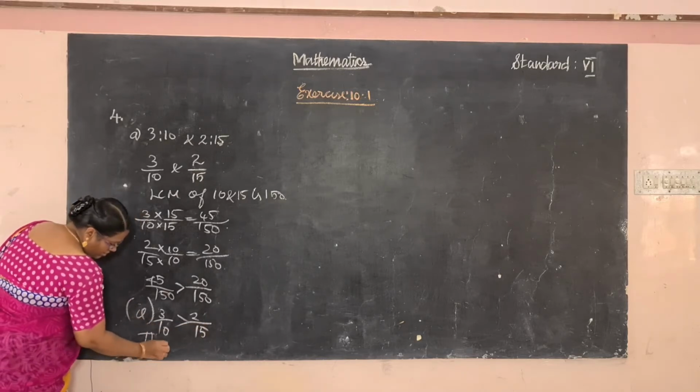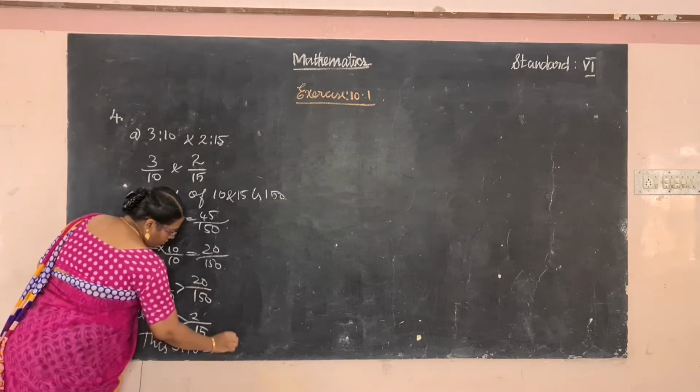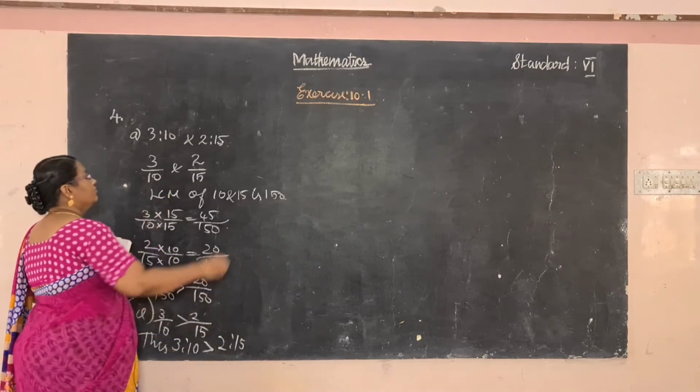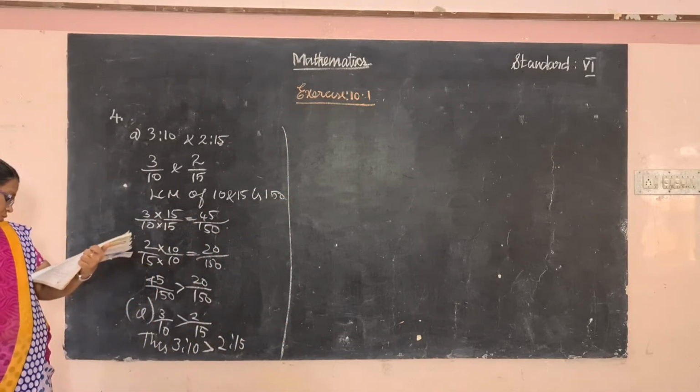Thus, 3 is to 10 is greater than 2 is to 15. Okay. And next one.